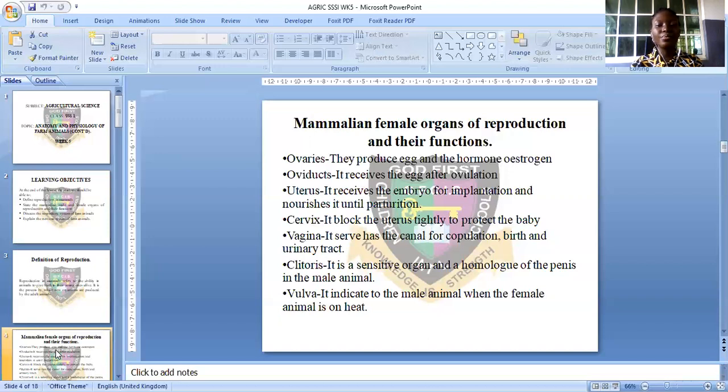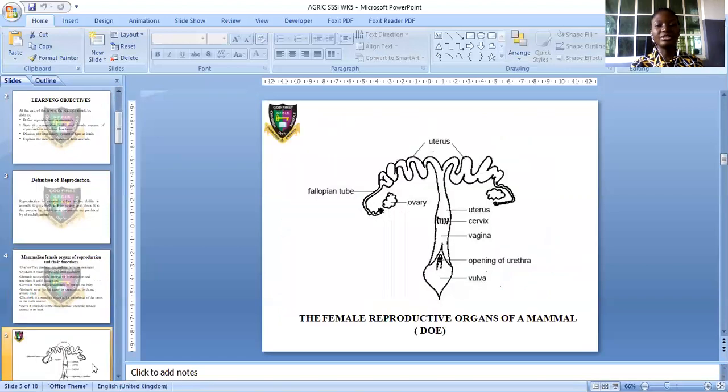It indicates to the male animal when the female animal is on heat, that is, when the female animal is ready or desires to mate. So the vulva indicates to the male animal when the female animal is on heat. I believe you are following me. Now let me show you the diagram.